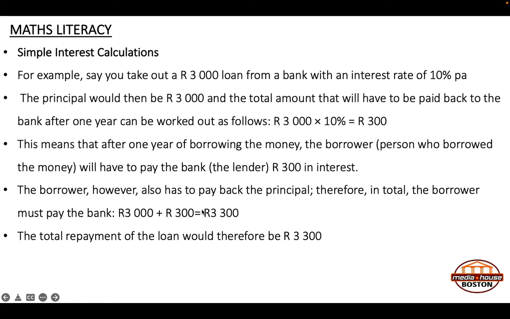The borrower, however, also has to pay back the principal. Therefore, in total, the borrower must pay the bank 3,000 plus 300, and that's 3,300. The total repayment of the loan would therefore be 3,300. Any questions or comments?